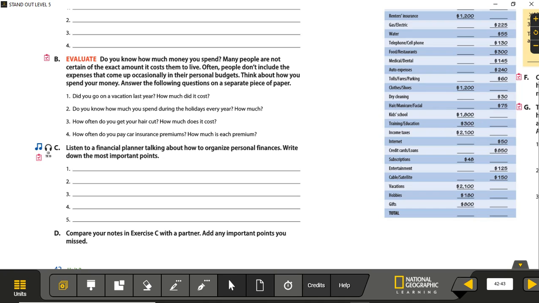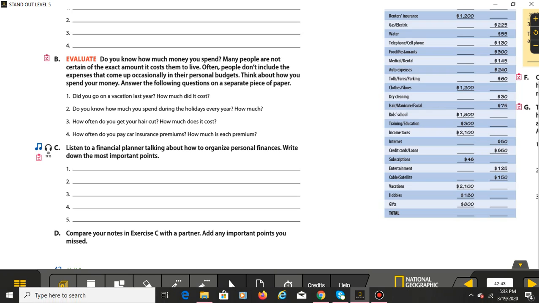How often do you get your hair cut? I get my hair cut once a month. How much does it cost? $27. So I spend $27 a month on a haircut. How often do you pay car insurance premiums? I pay my car insurance premiums every month. How much is each premium? My car insurance premium is $115 a month. Good. All right.